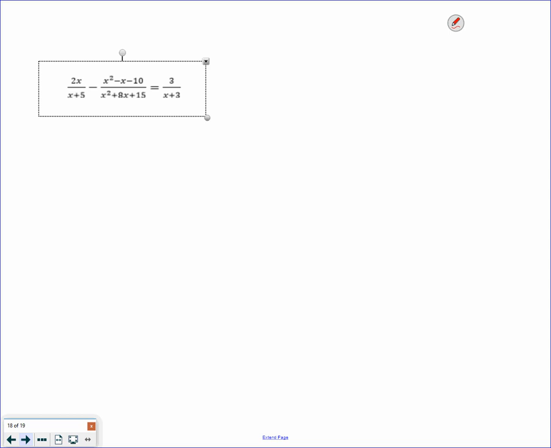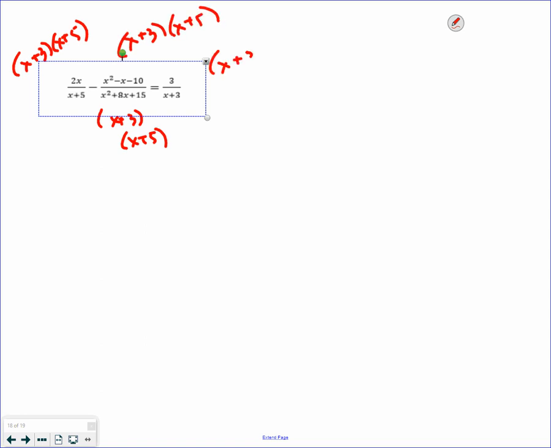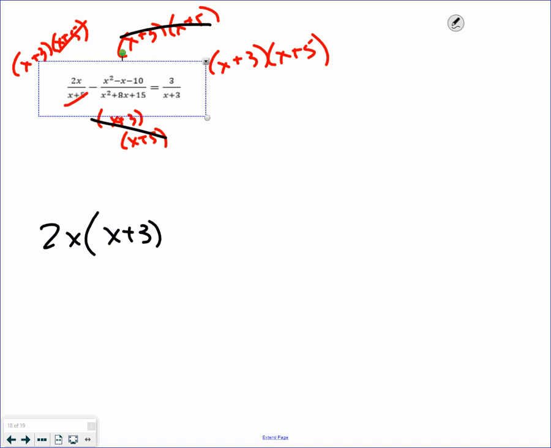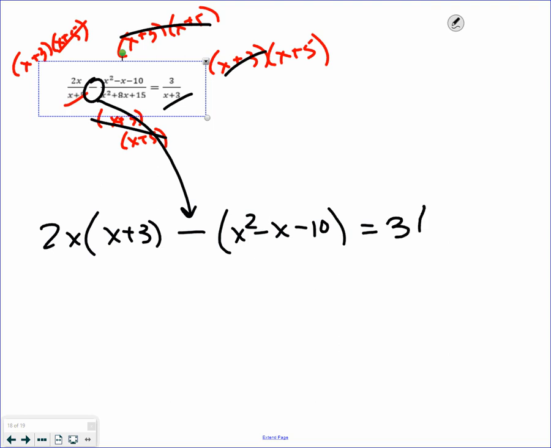Last one. Common denominator. This middle one factors again, x plus 3 and x plus 5. So as I'm multiplying through by the common denominator, I've got to multiply everything by x plus 3, x plus 5, and the last one's times x plus 3 and x plus 5. The x plus 5's cancel. I'm left with 2x times x plus 3. The whole thing cancels, and now here's a little twist. It's negative x squared minus x minus 10. That minus sign that's right there is still going to be there, equals x plus 3's cancel. I'm left with 3 times x plus 5.